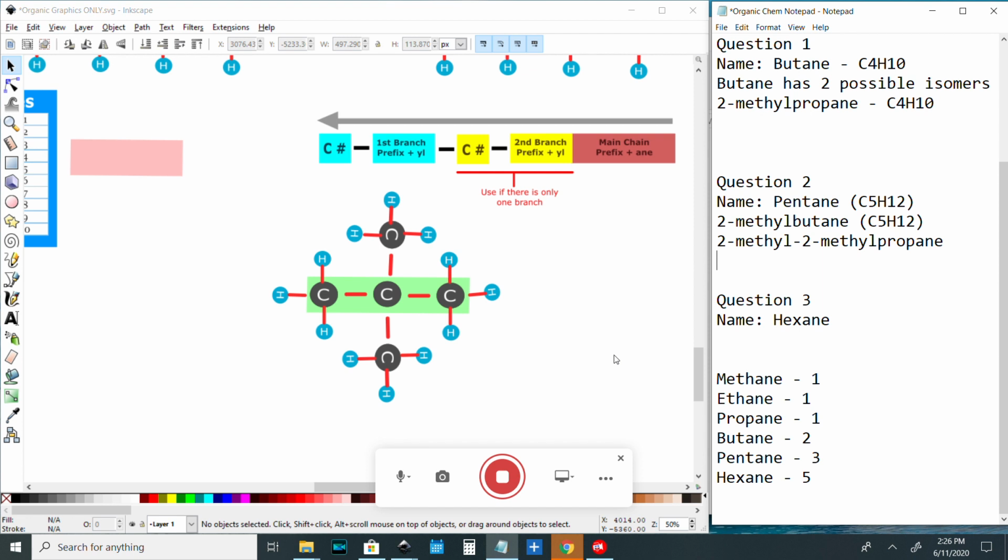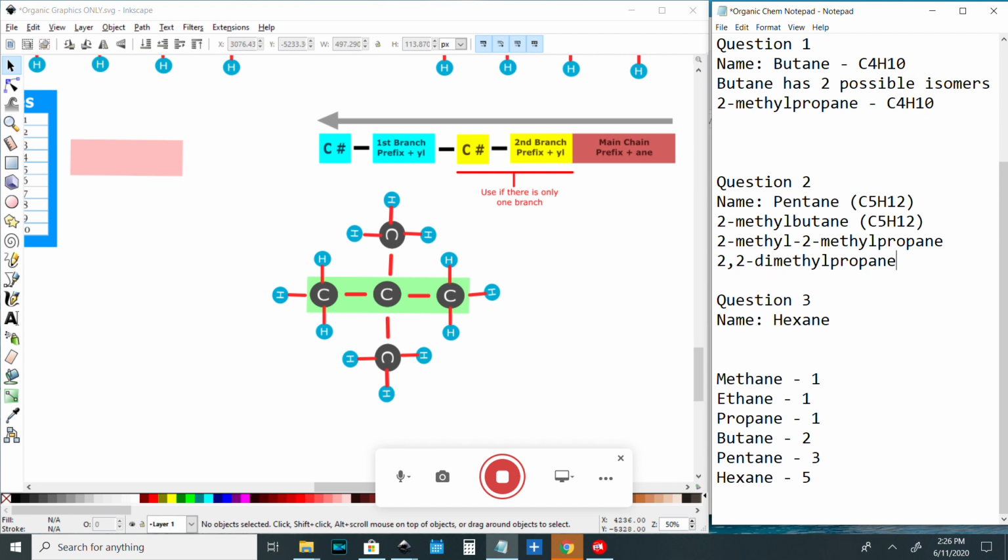size. So whenever you have 2 branches of the same exact size, you put, in this case, both branches occur at the second carbon. So it's 2, dash, dimethyl, METHYL. The di means 2 of the methyl. So both methyls or both branches are occurring at the second carbon, and it's propane in the main chain, PROPANE. We had covered one like this in part 1 of this video.